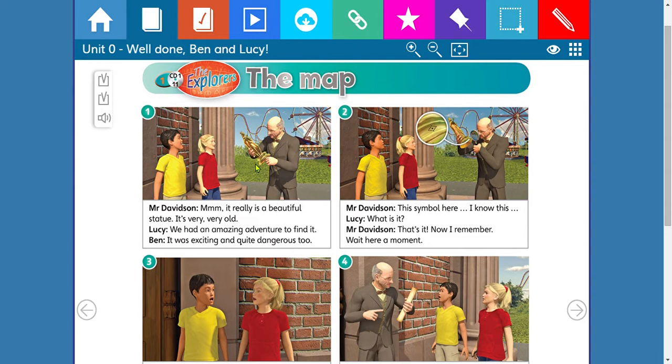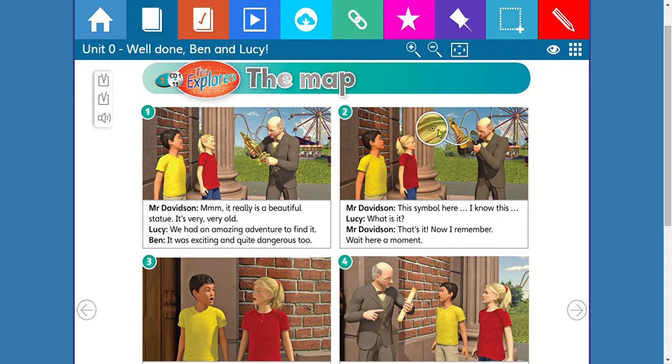Firstly, we have five characters. The characters are Ben, Lucy, Mr. Davidson, Zelda, and Horace. So these are five characters in the story. Also, you have to know that the setting here in the story is the amusement park. Look at picture number 1. The setting is the amusement park. So, the children's story, they are in the amusement park and they have a statue. And this statue, they have a symbol.